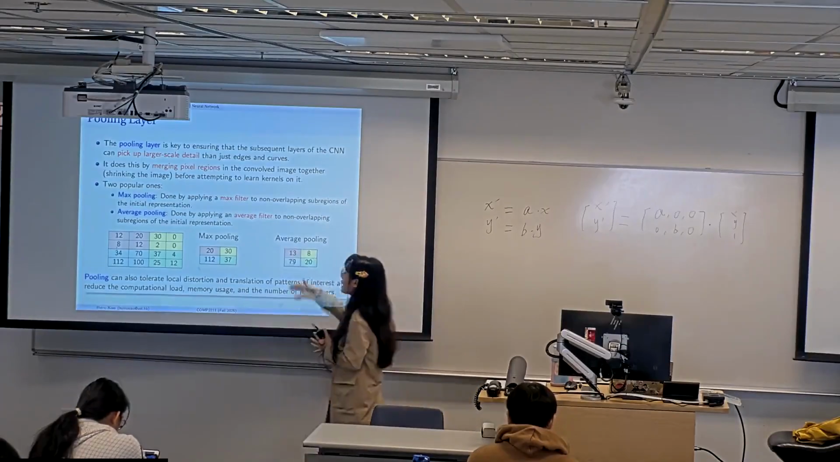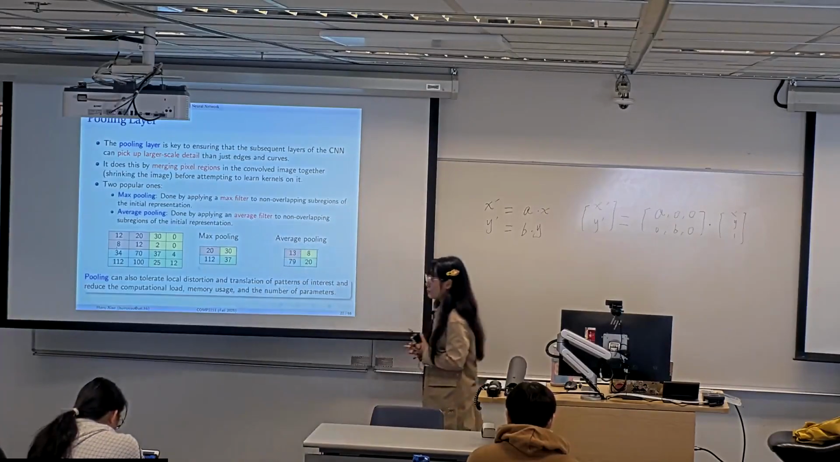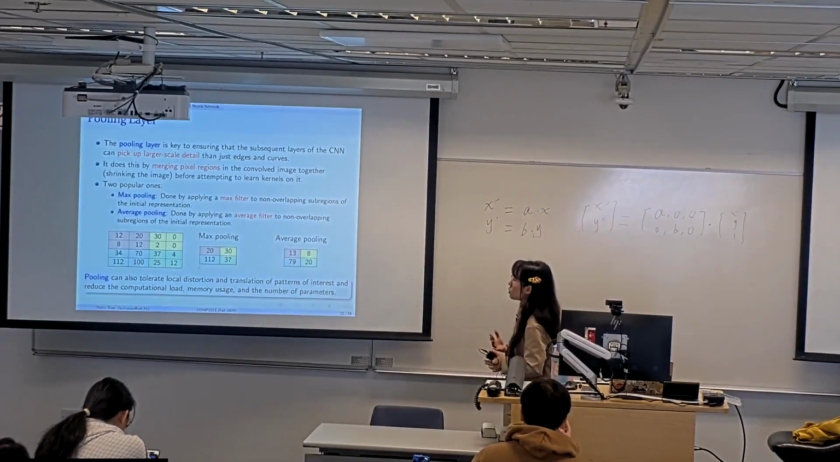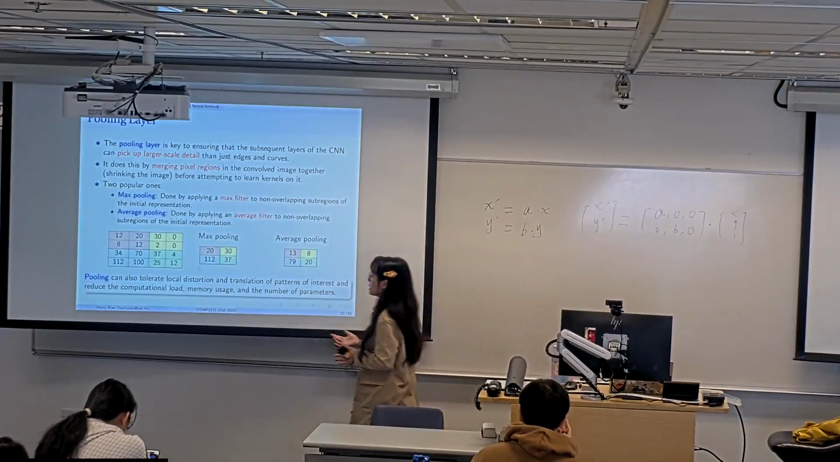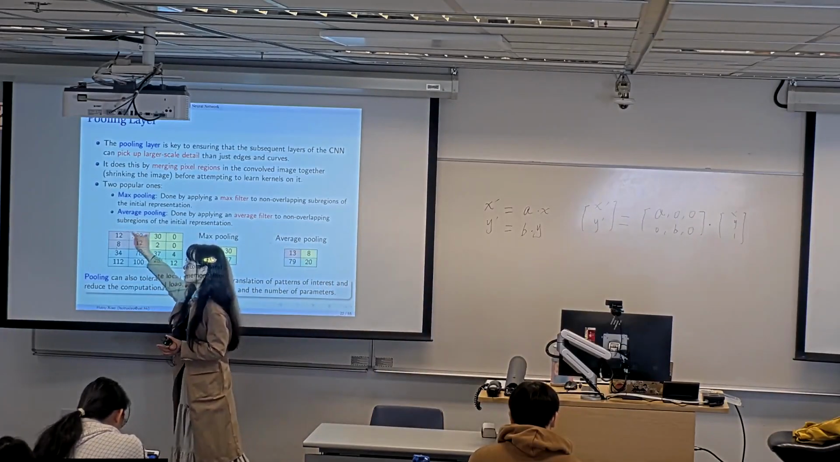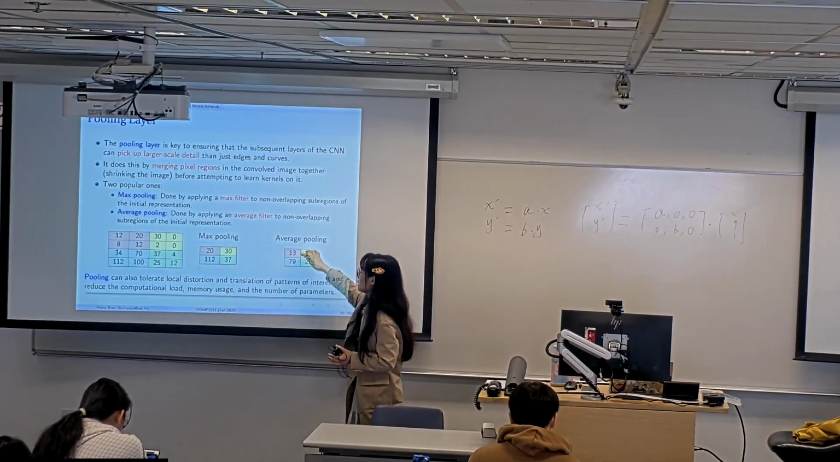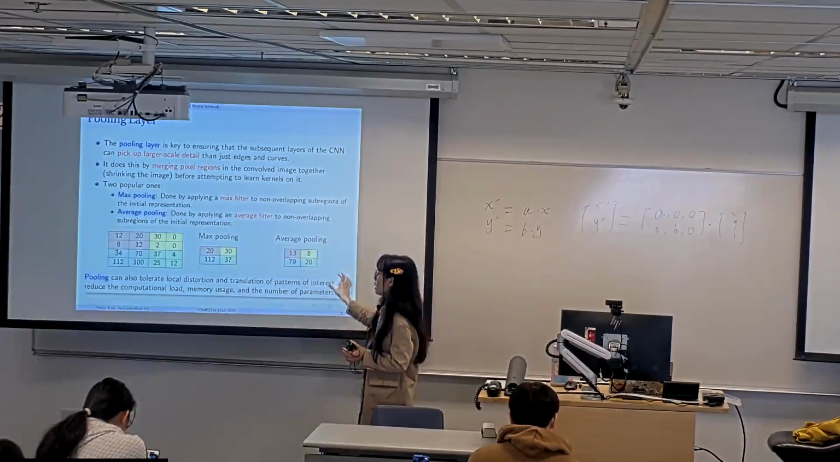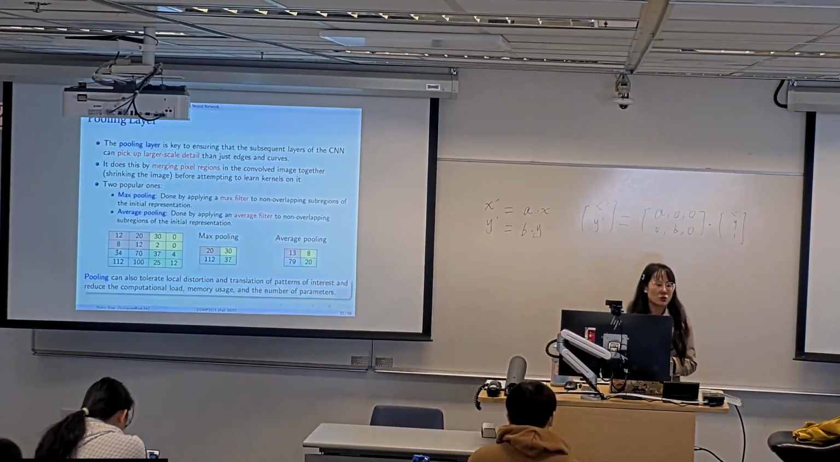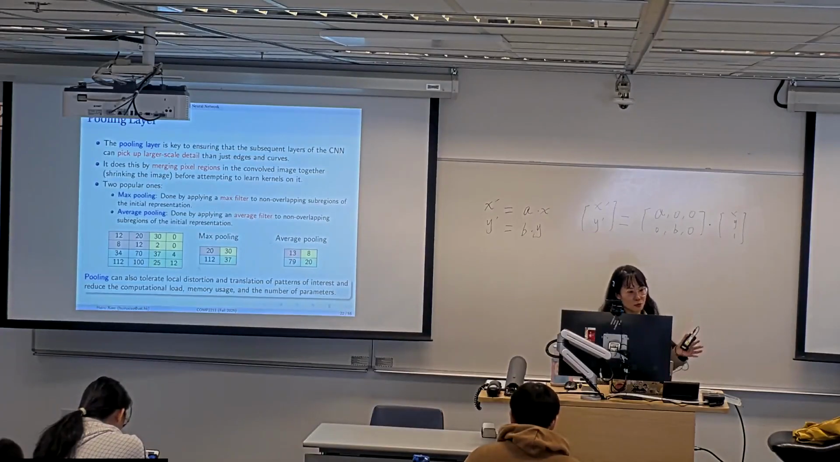Another type of pooling layer is called average pooling. Average pooling is done by applying an average filter to non-overlapping subregions. For the first subregion, we get the average of these 4 numbers, like 13, put here, and so on and so forth. So as you can see, after the pooling layer, the output size is reduced, right? If we apply a 2x2 pooling size, then the output size will be reduced by half.